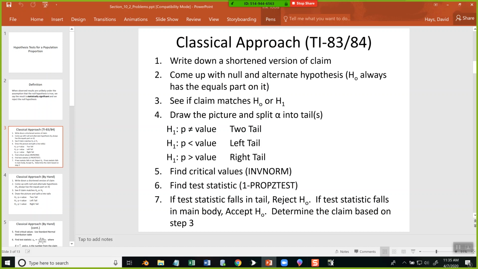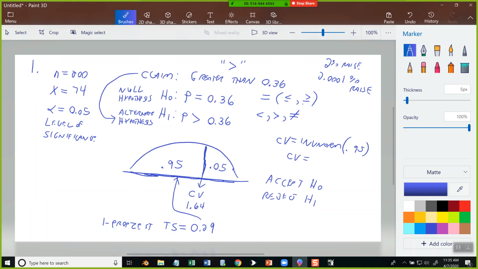Then it says determine a claim based on step 3. And step 3 says see if your claim matches H naught or H1. Now notice up here, we said our claim matched H1, which means whatever we say about H1 is what we're going to say about our claim. Since we rejected H1, that means we'll reject our claim.